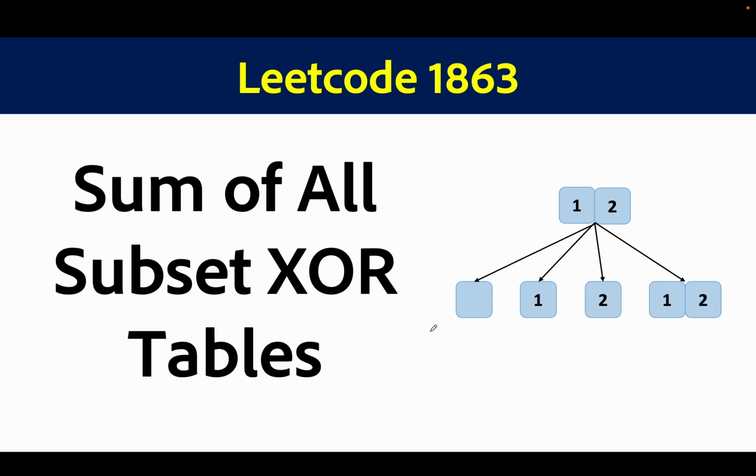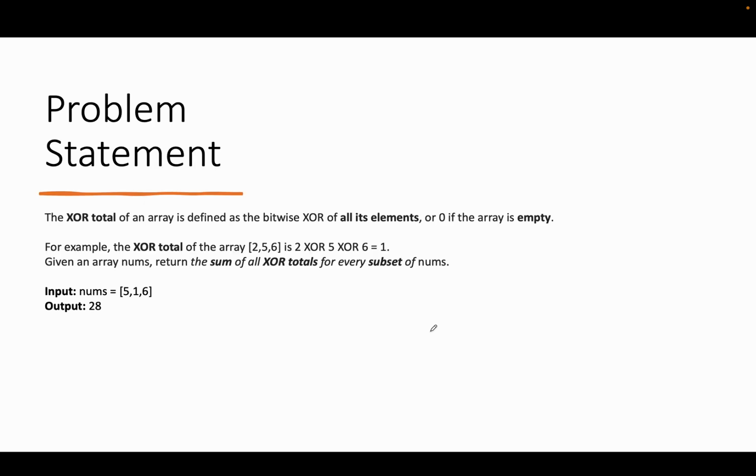Hello everyone, today's problem is to find the sum of XOR of all the subsets of a given list of numbers. So let's understand the problem. First of all, the XOR total of an array is defined as the bitwise XOR of all the elements. So if we have numbers, let's say 1, 2, 3 in a list, then we take 1 XOR 2 XOR 3. So here we do bitwise operation.